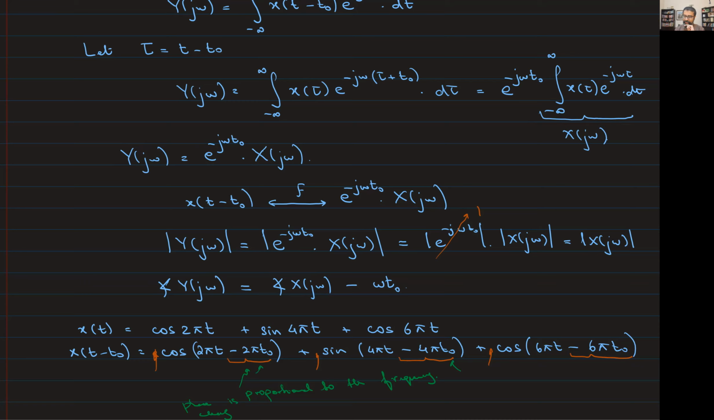As I can see, here the phase change is 2 pi t naught. Here it's 4 pi t naught. It's twice that, right? Because the frequency was twice that. Here it's 3 times that because the frequency was 3 times that. Okay? And this is exactly what this expression represents. The phase change is proportional to the frequency, right? So it clicks together. Everything fits together. Okay?